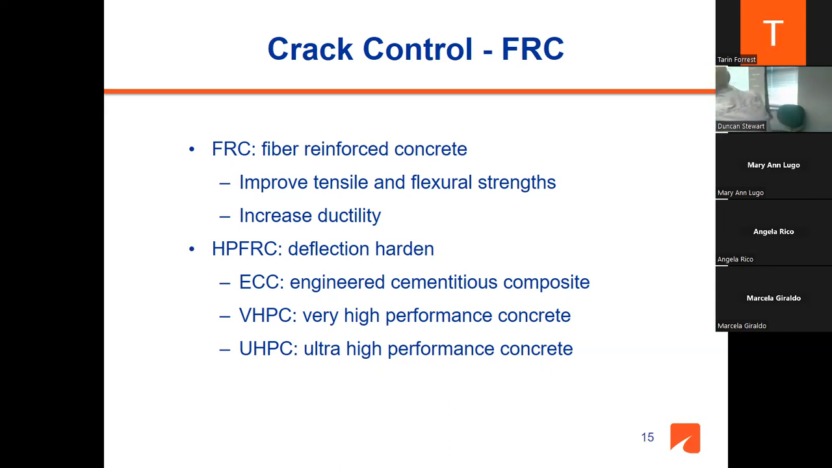Now, we will talk about three types that we use in VIDA. One is the engineered cementitious composite.